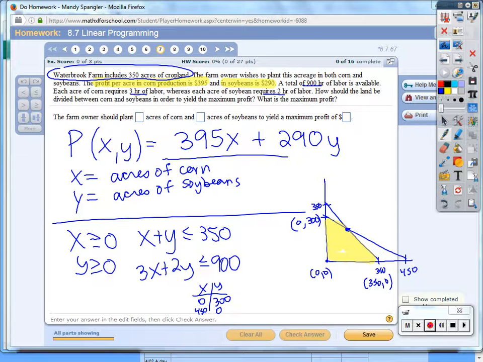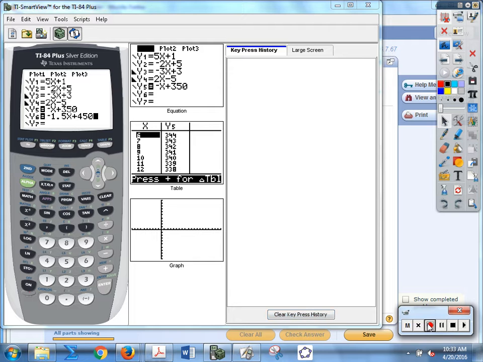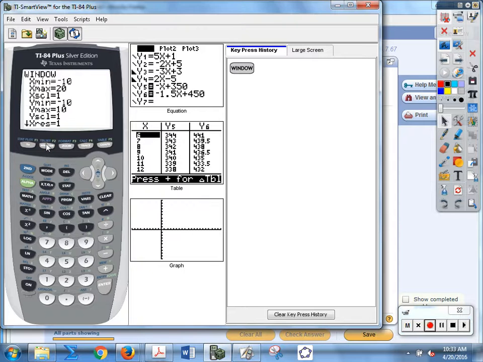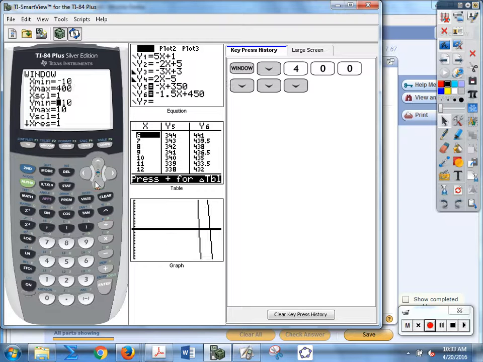Once I have my equations in, I can tell right now where I need my window to be. Let's see what happens if I hit zoom fit. We graphed it, so we know that we need the x coordinate to go out to around 400, and the y coordinate, I need it to go up past 350. It was at 450 for that y-intercept. So if I just go to here, I should be able to see the graph, and that looks almost like the thing I graphed, right?